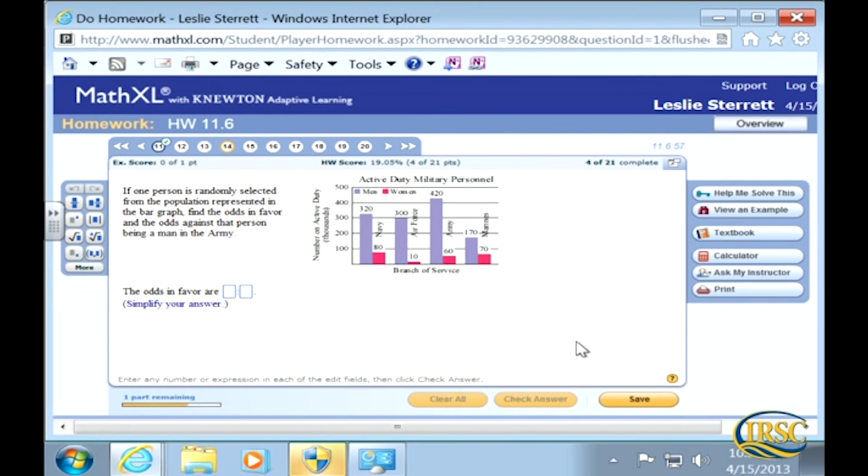Well done. All right, so here you have a bar graph of active duty military personnel. The purple columns are showing the men, and the pink columns are showing the women. And then it's divided by branch of service, Navy, Air Force, Army, Marines. And so it shows you how many men or women are in the Navy, or how many men or women are in the Air Force, and so on, in thousands. So it says, find the odds in favor and the odds against that the person being, that person being a man in the Army.